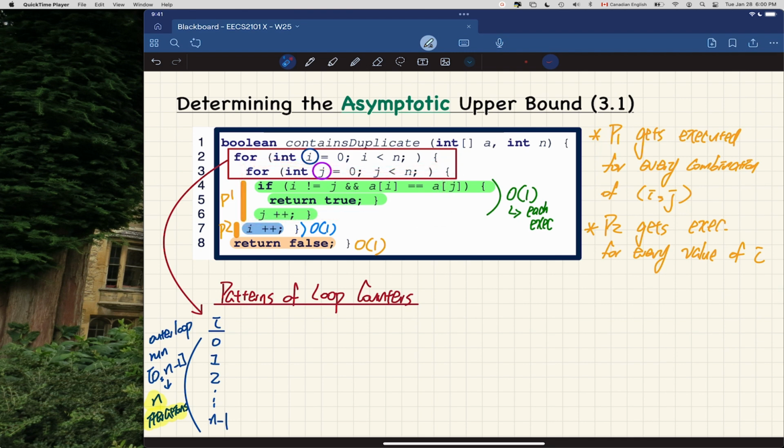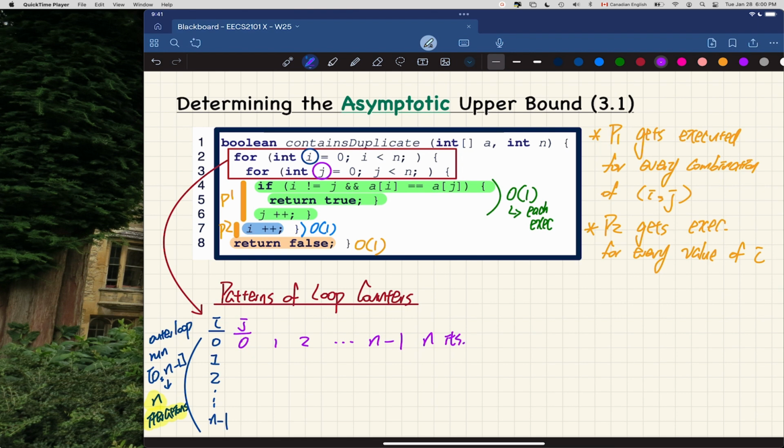When i is equal to 0, for the first iteration, how many iterations are there for the inner one? Also n, agree? Because we're going to try the values j equals 0, 1, 2, all the way to n minus 1. So the way to present this is like this. j here is going to be 0, 1, 2, all the way to n minus 1. And this one here, we know, is n iterations.